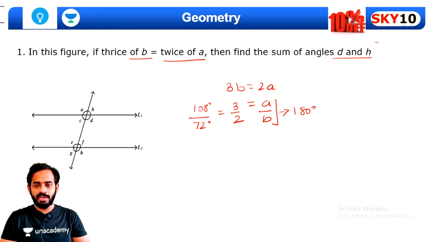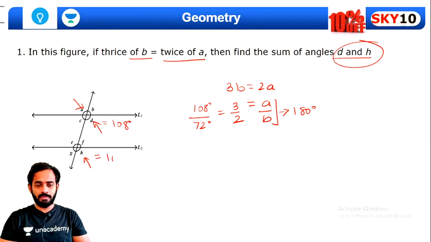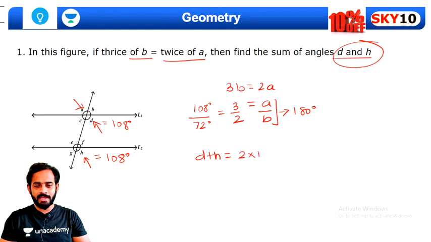Now we need to find the value of D and H. Just try to understand, value of A will be the same as value of D because they are vertically opposite angles. Value of D will be 108 degrees. And whatever value D is, the same value will be given to H because D and H are corresponding angles. So the value of H will also be 108 degrees. Now we simply want the summation of D and H, and that will be 2 multiplied by 108 degrees. Very simple. So 216 degrees will be the answer, guys. I hope all of you understood this part and there is no doubt over here.